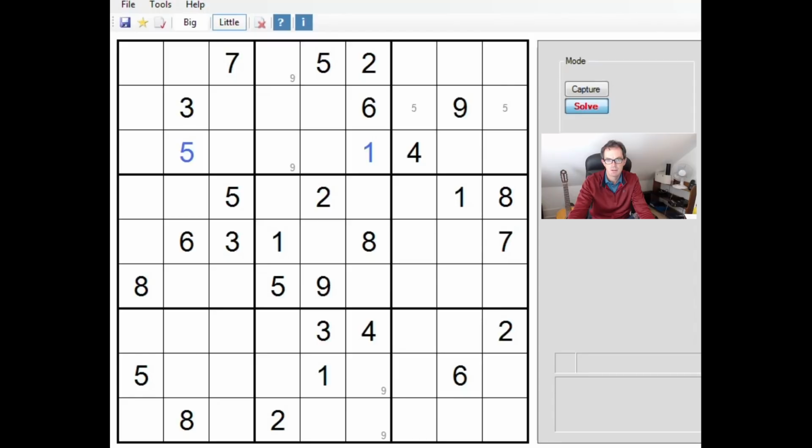Ditto down there. Central cell. That looks very restricted to me. That can only be a four, I think. Let's put that in. Pencil mark the fours up there, look. And fours down there, fours over here, ones over here.